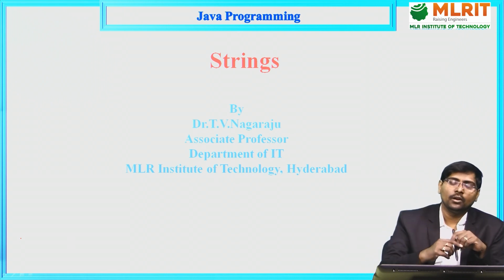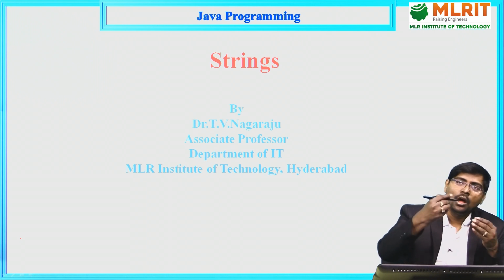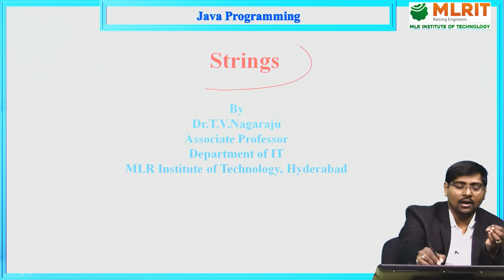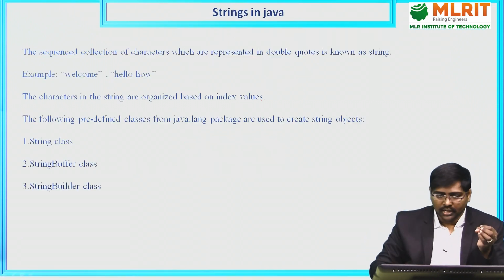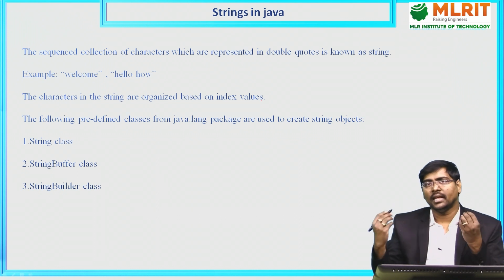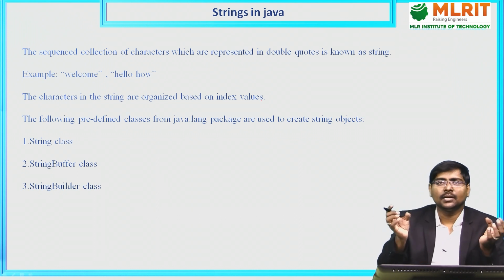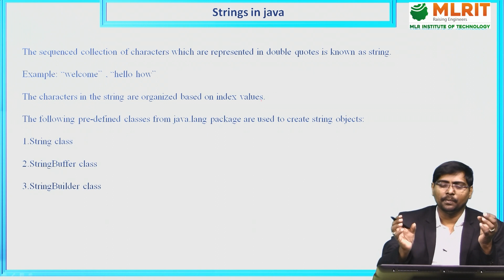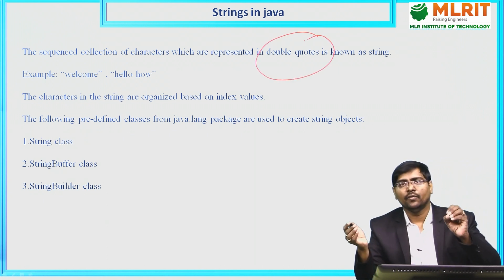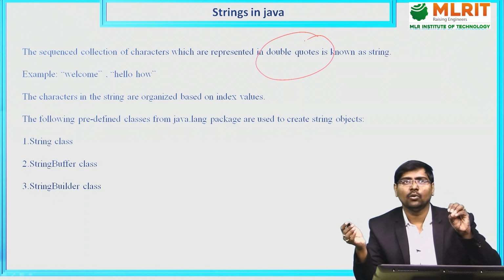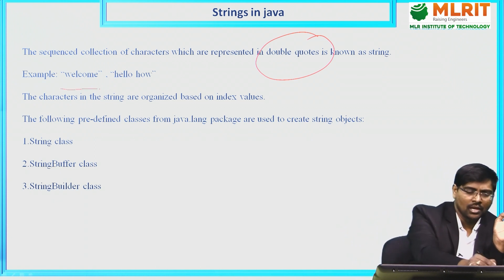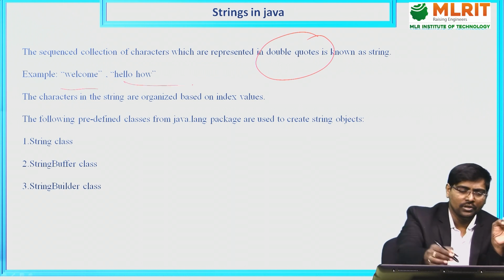So today we are going to discuss how to create a string object. The main concept is strings. What is a string? A basic definition that we learn from C language also. A string is a group of characters placed within double quotations. Anything written within double quotation is called a string. See this one, welcome is a string, hello how is a string.